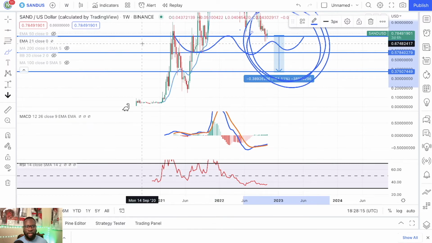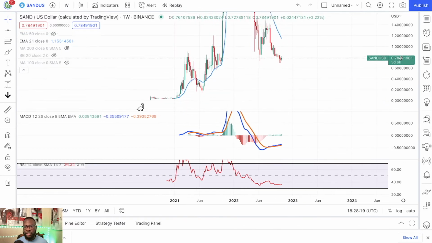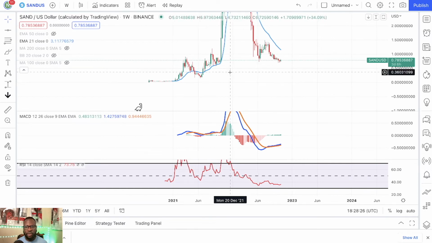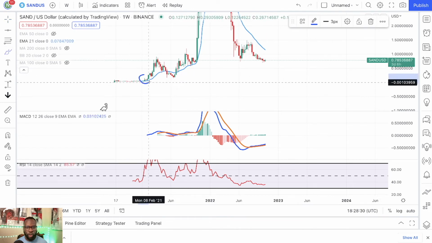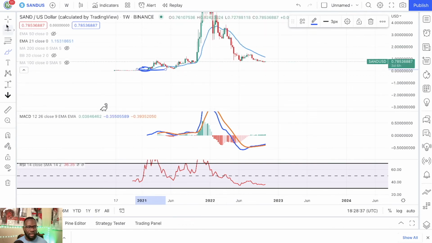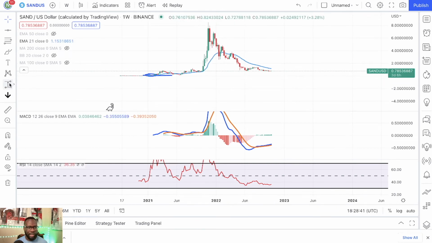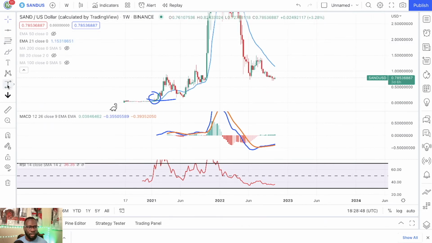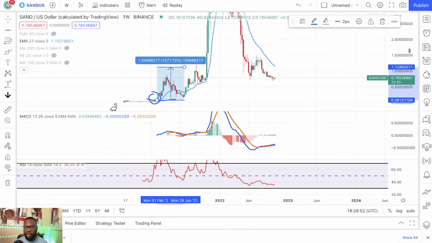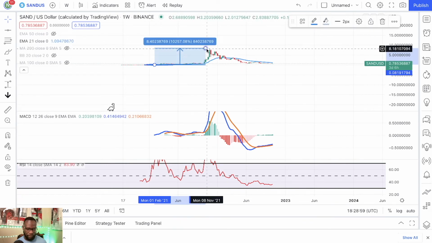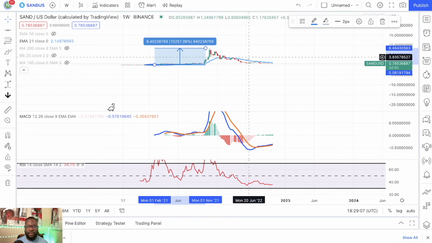We are still trading below moving averages. The 21 weekly EMA is all the way around 112 cents. And you can see the last time we broke above the 21 weekly EMA, this right here was the beginning of the last bull market. And let me show you what that did to the performance of Sandbox. We broke above the 21 weekly around this level, pushed all the way up to the top right here. And that was a 10,000 plus percent performance. Absolutely ridiculous, guys.